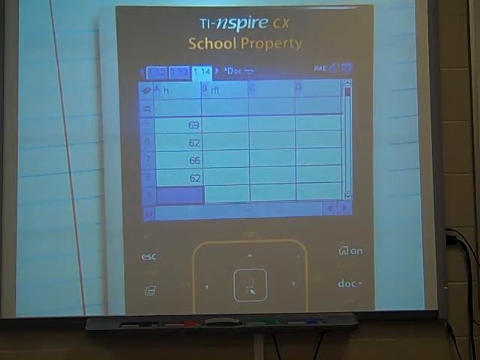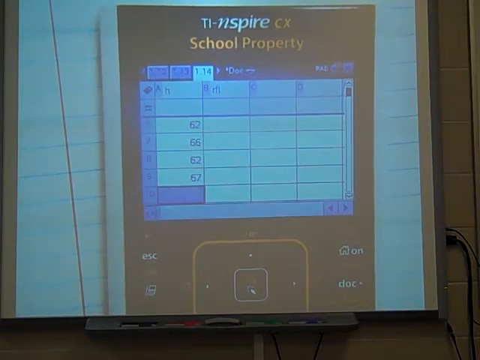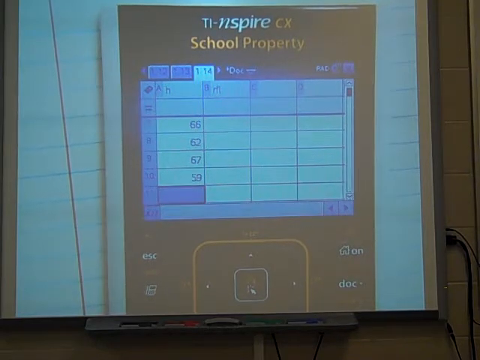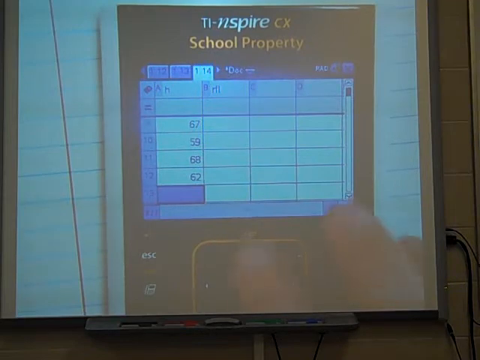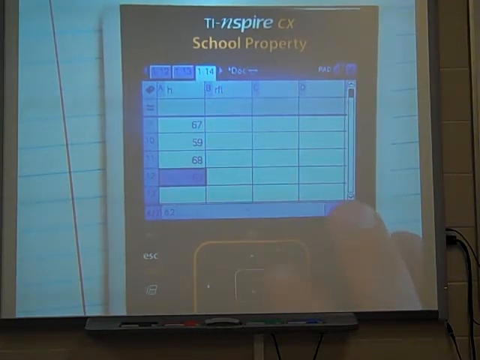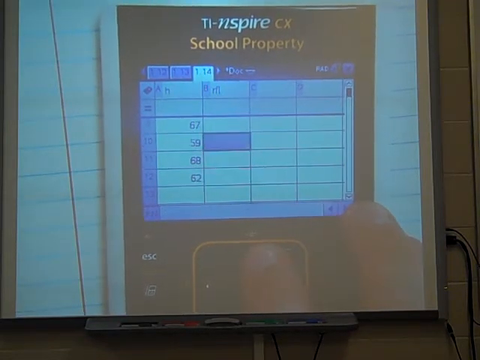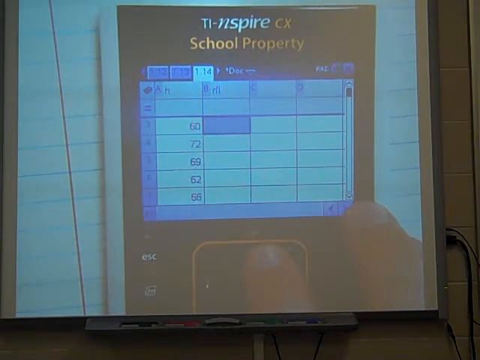I'll pause, let you catch up if you're following along. 67, 59, 68, and 62. So you can go through, make sure you have everything right. It should be 12 data points total. So if you don't end in cell 12, then you're making a mistake.